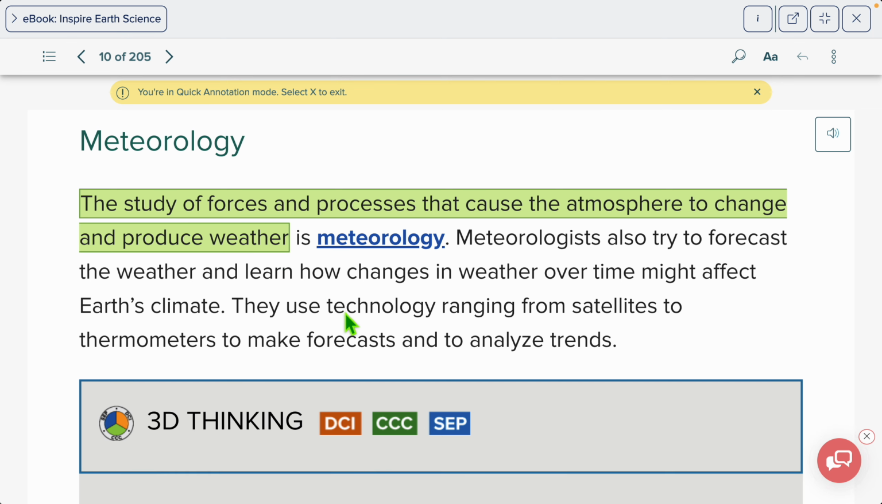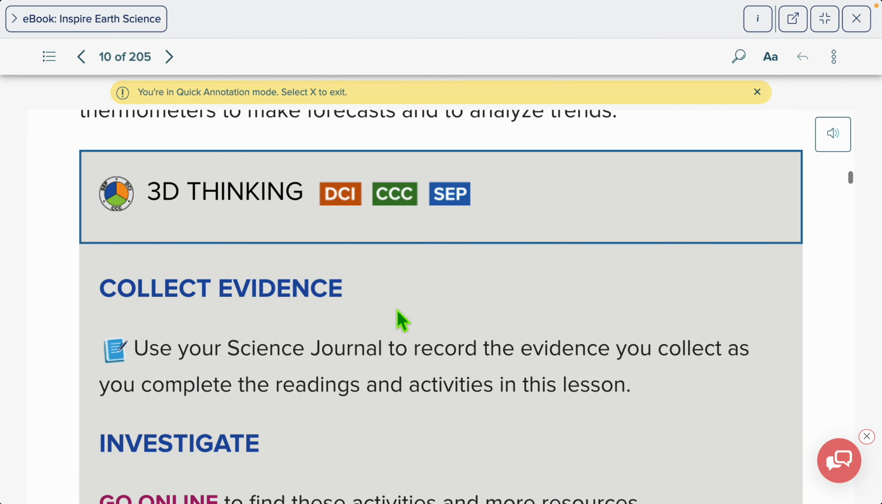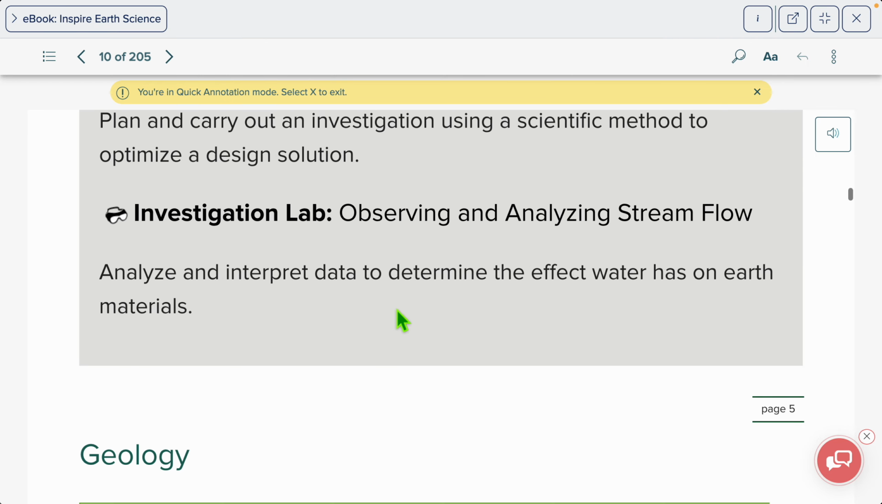Later on, we'll do more stuff on climatology. I don't do a whole lot on just meteorology, though. All right, but that's number 3.